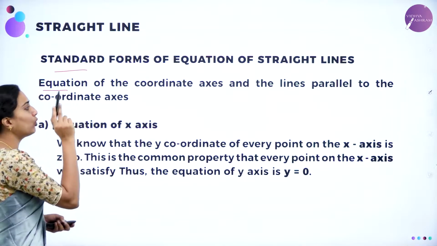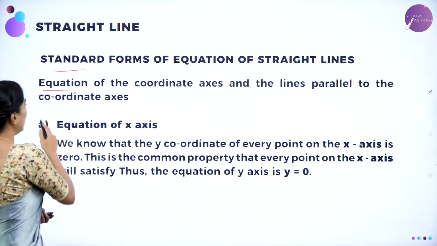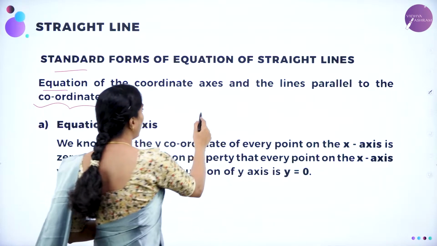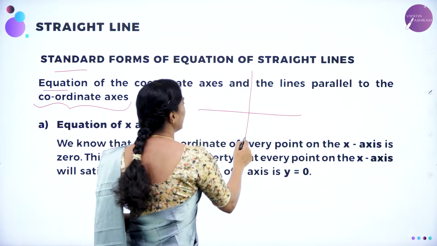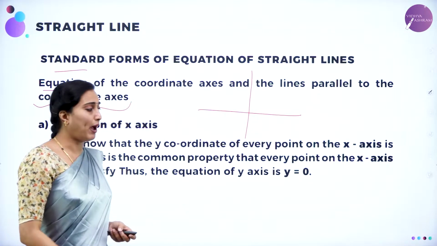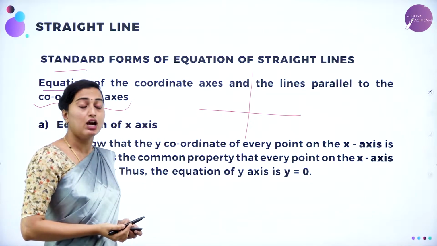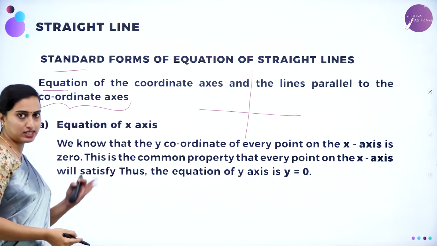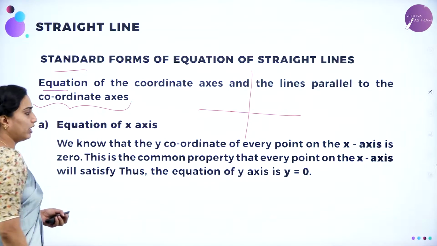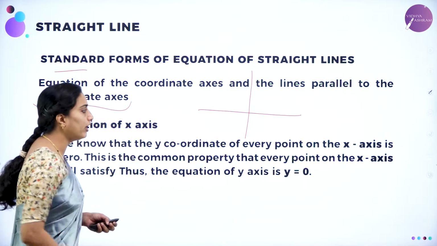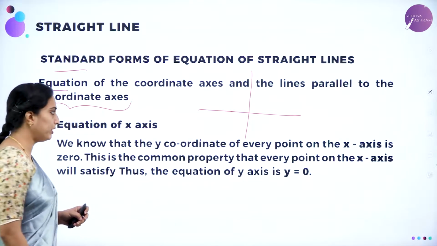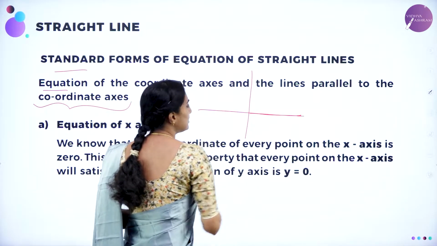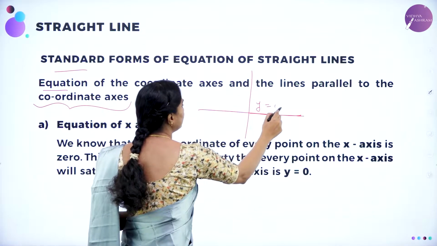Here, the equation of the coordinate axes and the lines parallel to the coordinate axes. Coordinate axes means you have the horizontal line, which is the x-axis, and the vertical line, which is the y-axis. So what will be the equation of a line parallel to the x-axis or parallel to the y-axis? Now here, for the equation of the x-axis, that is a horizontal line, we know that the y-coordinate of every point on the x-axis is 0. Obviously, if this is the x-axis, the y-coordinate of every point will be 0 here, isn't it?